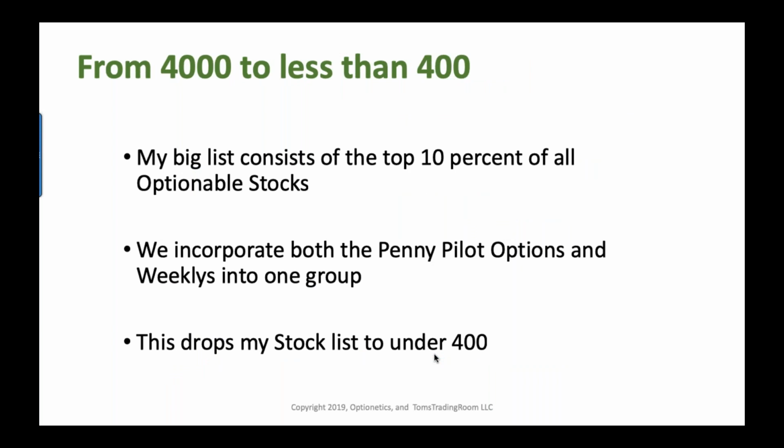And that's because what I do is I incorporate weeklies, the penny pilot options and the weeklies into one group. So that brings me down to about 325. All right, that's what I call the big list. Then I actually put in about 75% of those have weeklies, and that drops the list down to about 325. So any of you that ever wanted to know what my stock list looks like, go and Google pennypilotprogram.com. You start from there. That's where I want to be.